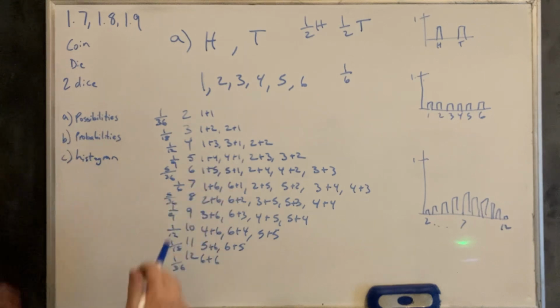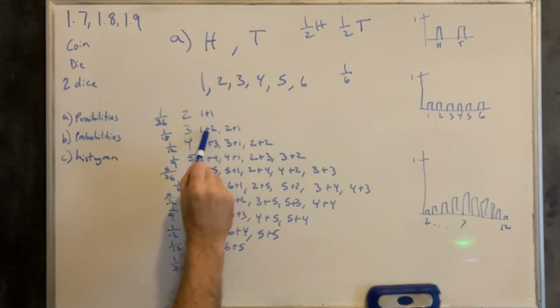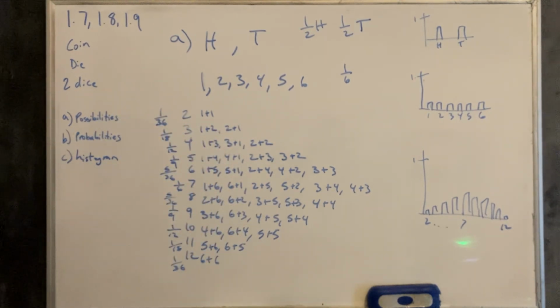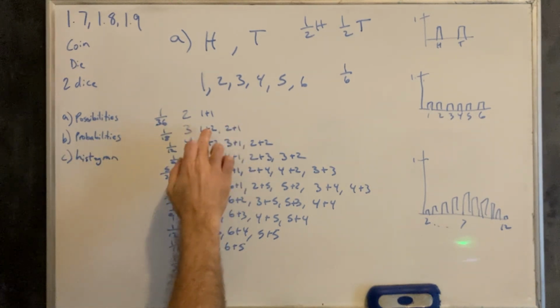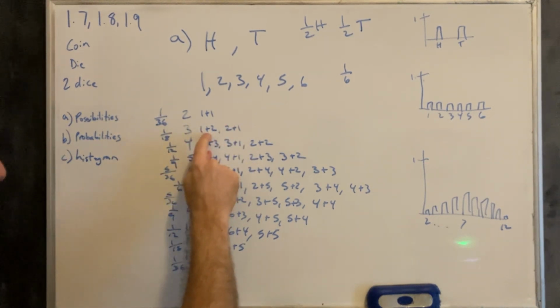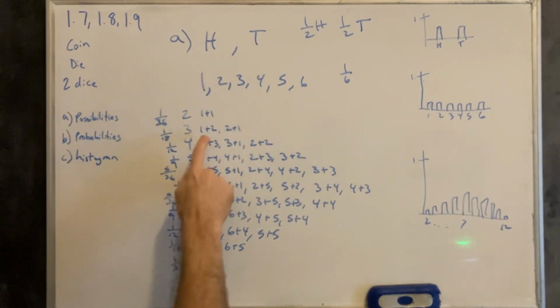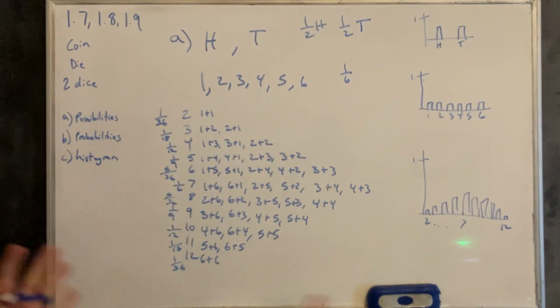But if you're talking about numerical, then you would add them together. So because there's 2 different combinations to make 3, you have a 2 in 36 chance of getting a 3, because there's a 1 in 36 chance of getting a 1 and a 2, and a 1 in 36 chance of getting a 2 and a 1. So adding those together, you have 1 in 18.